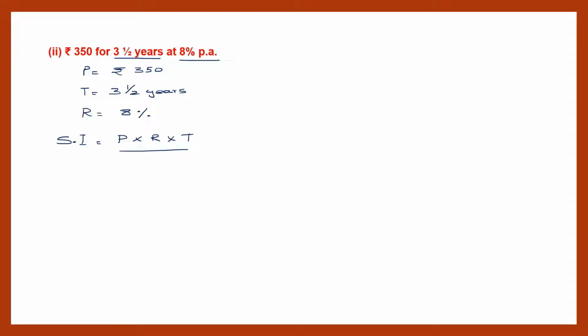So P into R into T divided by 100, and P principal is 350, rate is 8%, and time is 3.5 years. Now let's convert 3.5 years. If you have 3.5, convert this to a mixed number. 2 3s are 6 plus 1 is 7. So we have a mixed number, and now we have got an improper fraction, 7 by 2. So this is 7 by 2 years. We have made it an improper fraction.